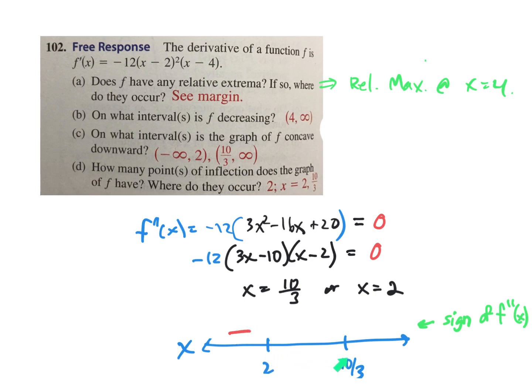When x is between 2 and 3 1/3, for example, if x is 3, we'll have a negative times a negative times a negative, times a positive there, which means we'll have a positive value. And when x is bigger than 3 1/3, like 4, we'll have a negative times a positive times a positive, which is a negative. So indeed, the concavity changed at this point, making it an inflection point, and it changed here as well, making that an inflection point. We have two inflection points, and they are when x is 2 and 3 1/3.